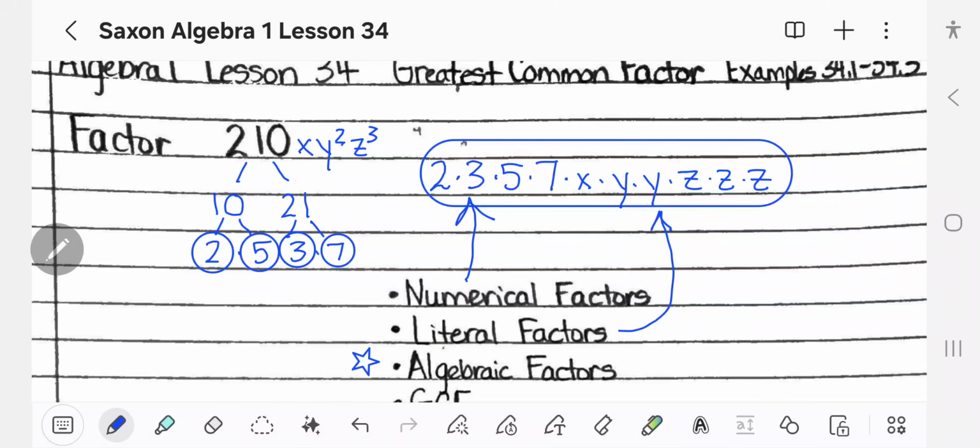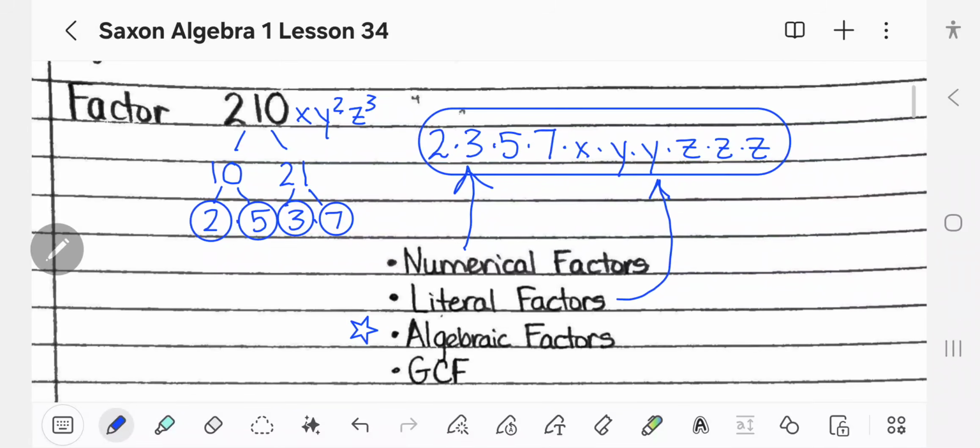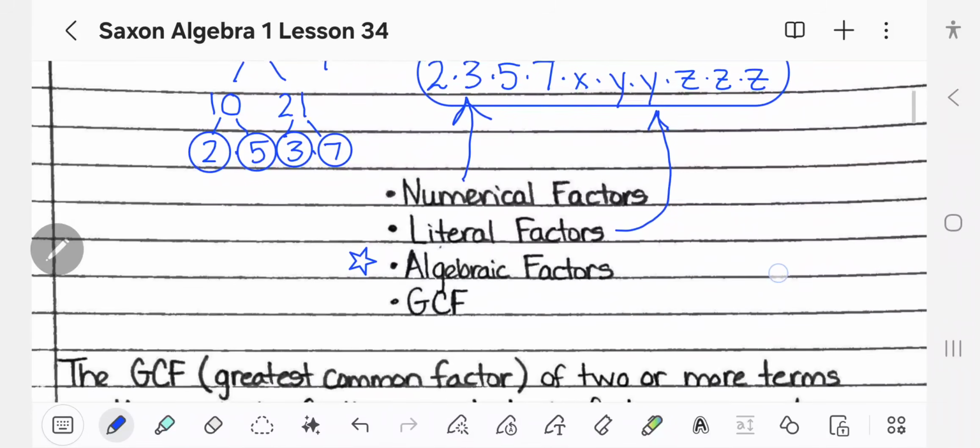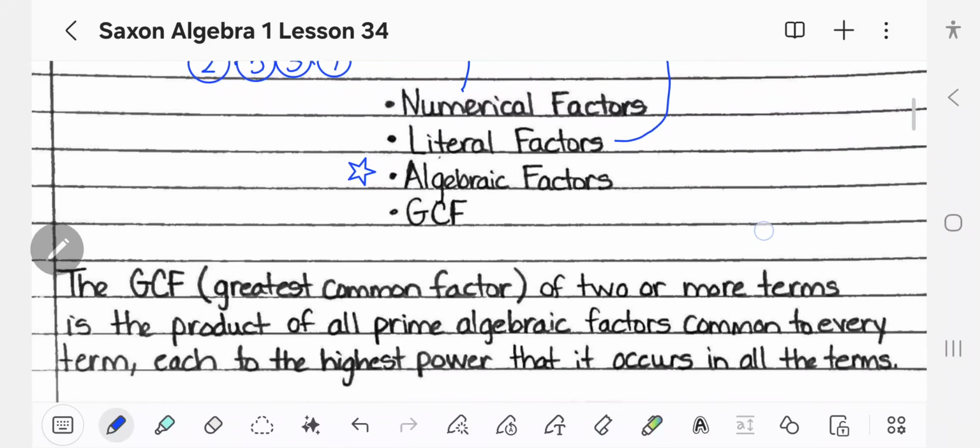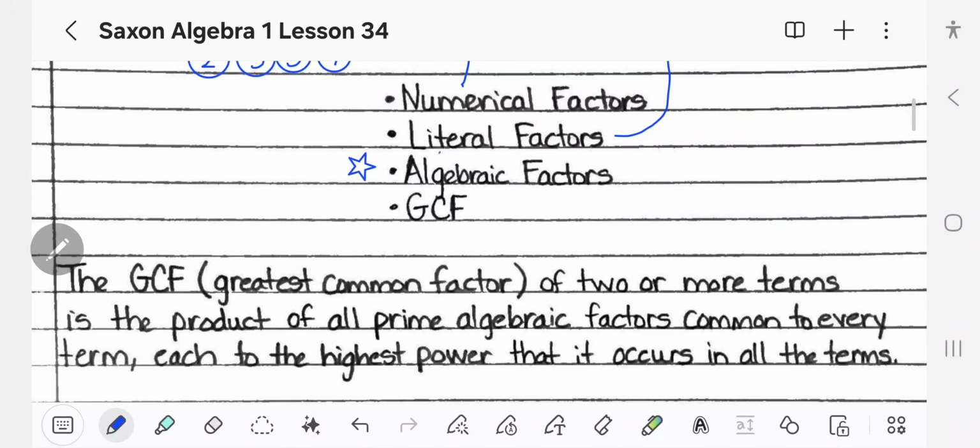They're going to say factor, or find the greatest common factor, and we abbreviated it here as GCF. Now, I have a definition for GCF. The GCF, or the greatest common factor of two or more terms, is the product of all the prime algebraic factors common to every term, each to the highest power that it occurs in all of the terms.